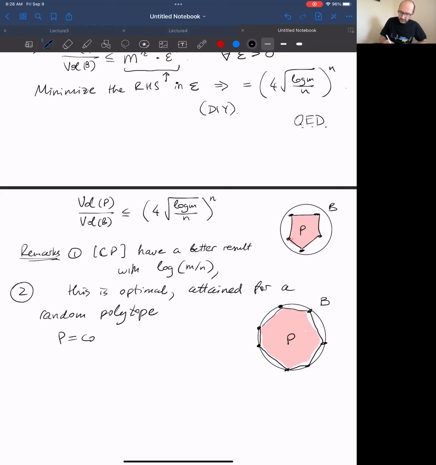So P is the convex hull of m random points, where the xi's are independent and identically distributed random vectors, random points on the unit sphere. So I'll denote it like this, the boundary of B.